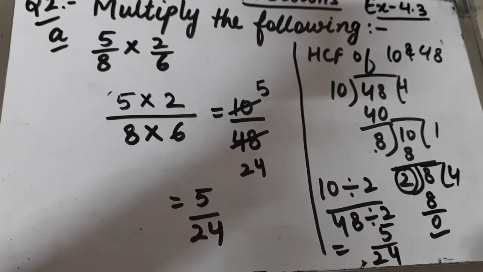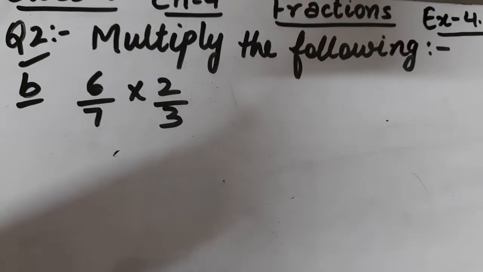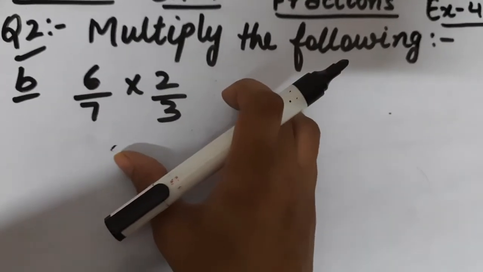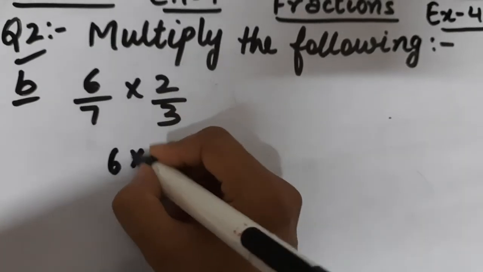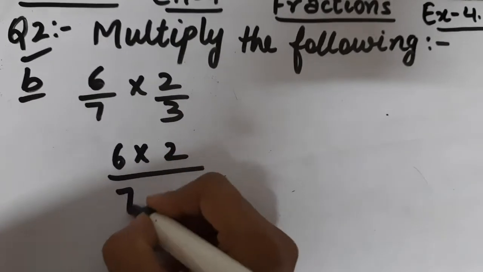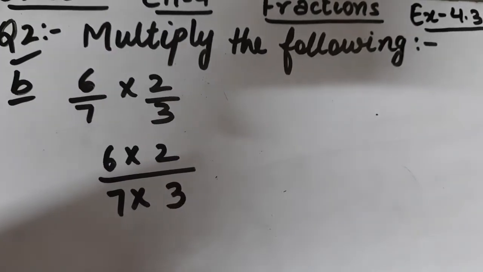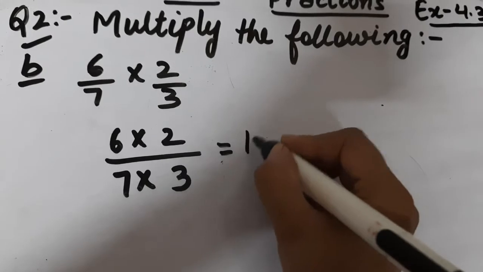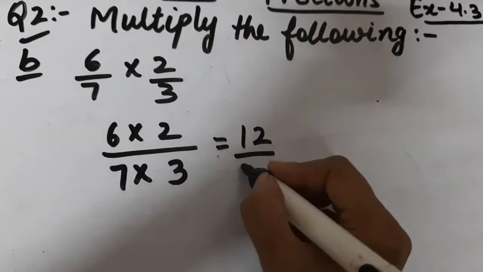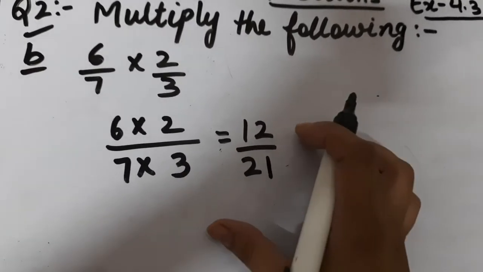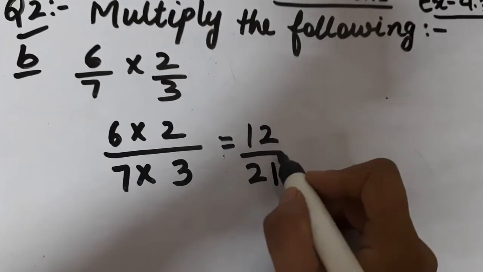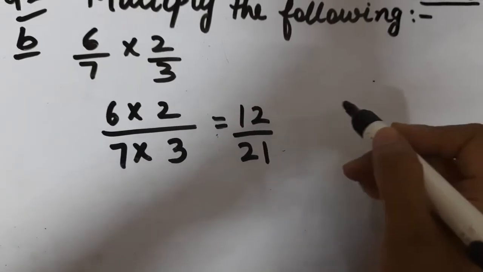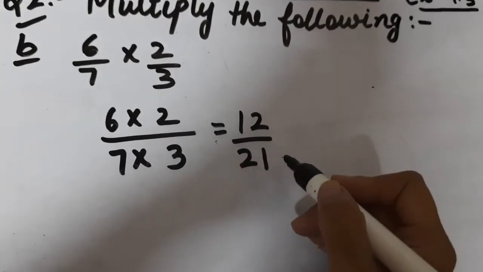Okay, now let's start B part. B part is 6 upon 7 multiplied by 2 upon 3. We have to multiply these two fractions. So what we will do, we will multiply the numerators and the denominators. Now we will multiply 6 and 2, this will become 12, and 7 and 3, this will become 21. This is the product. Now we have to reduce the fraction. And how we reduce the fraction? By taking the HCF, or you can solve directly also.